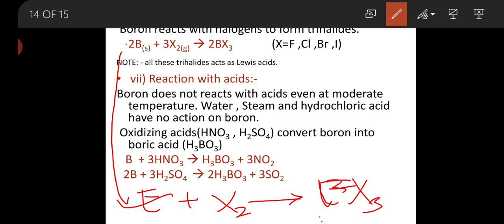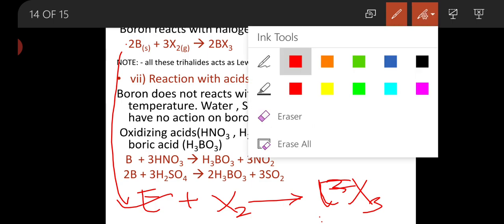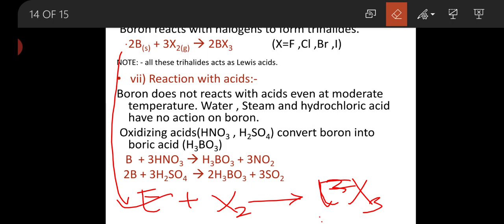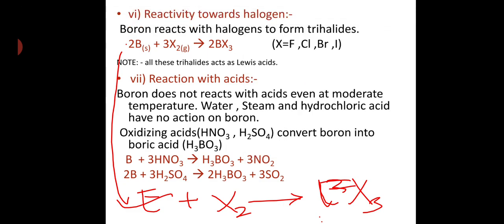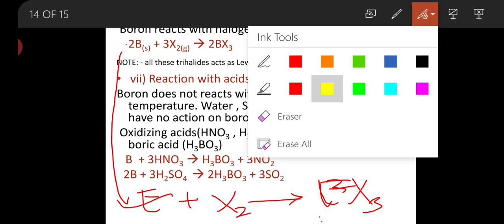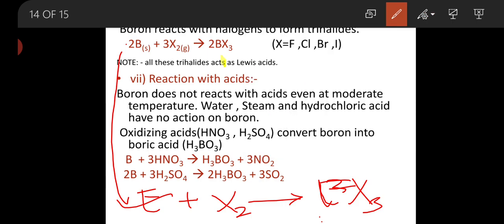What is a Lewis acid again? As we explained, Lewis acids are the substances which accept electrons. Lewis acid, remember this point carefully.